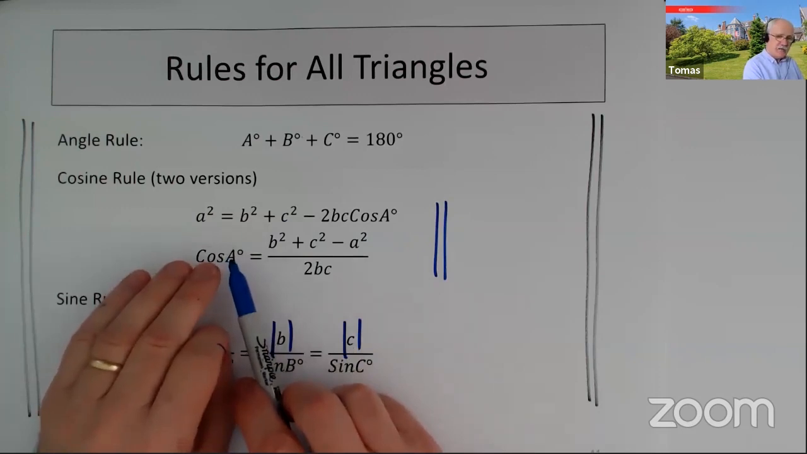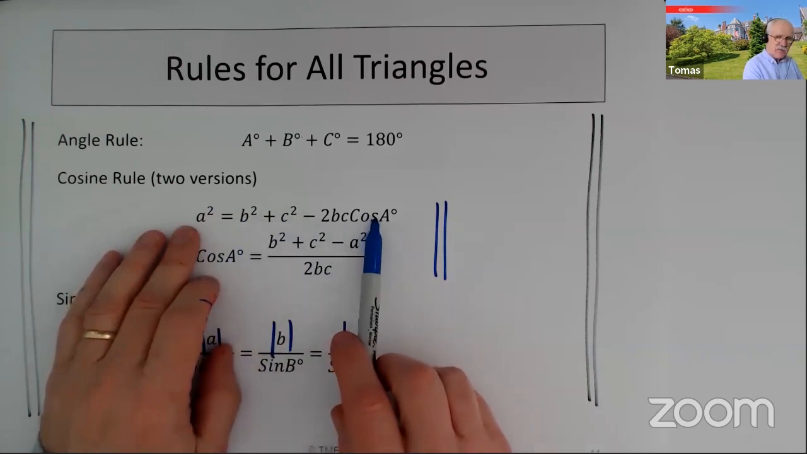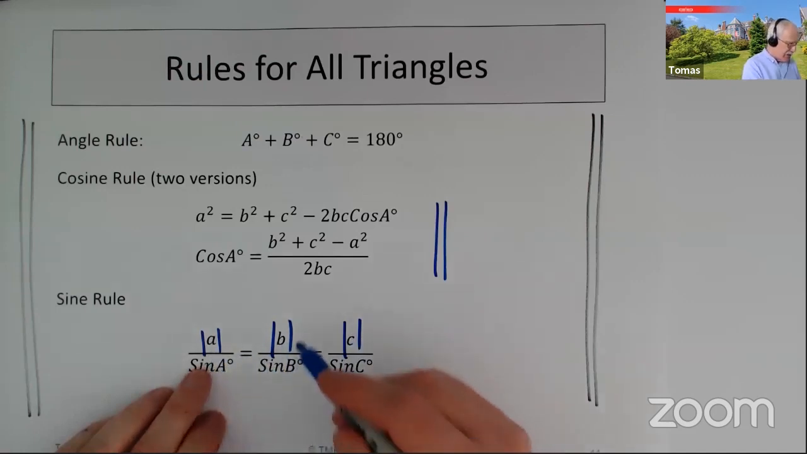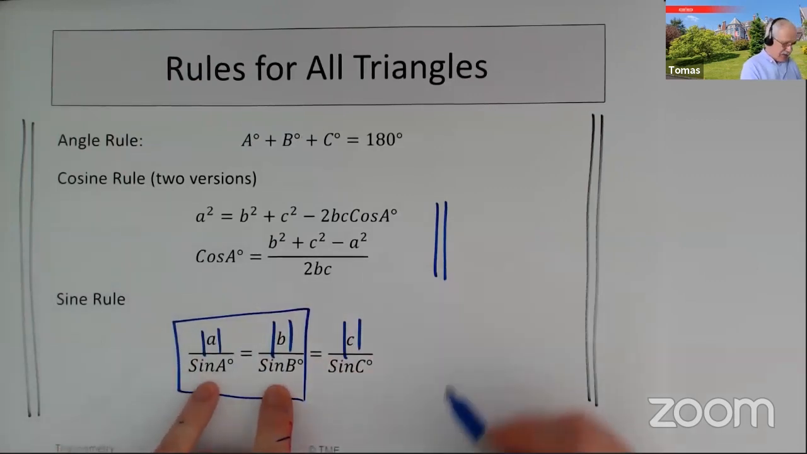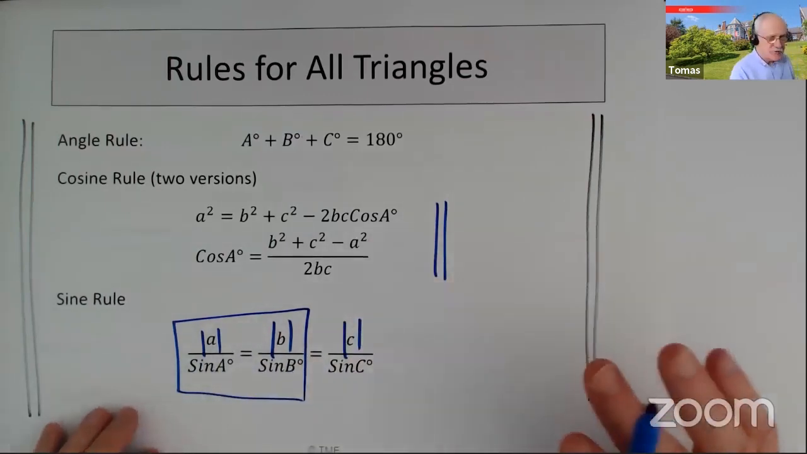So the cosine rule will find you an angle or a side as long as you have the other 2 sides and the angle between. The sine rule, if you have a side and an angle and one of the others, it will help you. So a side and an angle, and maybe a side and looking for this, or an angle and looking for this, or this looking for that. Each of those is its own set, a set of 4 together. As long as you've got any 3 out of the 4, you can find the other one.